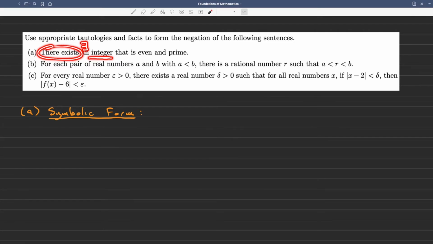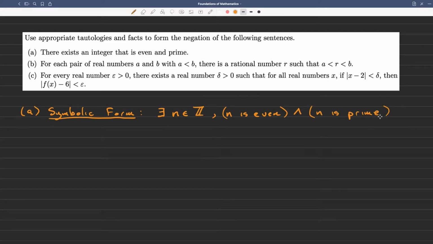So one thing I might do as I'm writing this up is to introduce a variable, say n, and then stipulate that n is even and prime. So my symbolic form will be like this. There exists an integer, n, such that n is even and it's prime. So n is even, and I'll use the symbol for and, n is prime, like so.